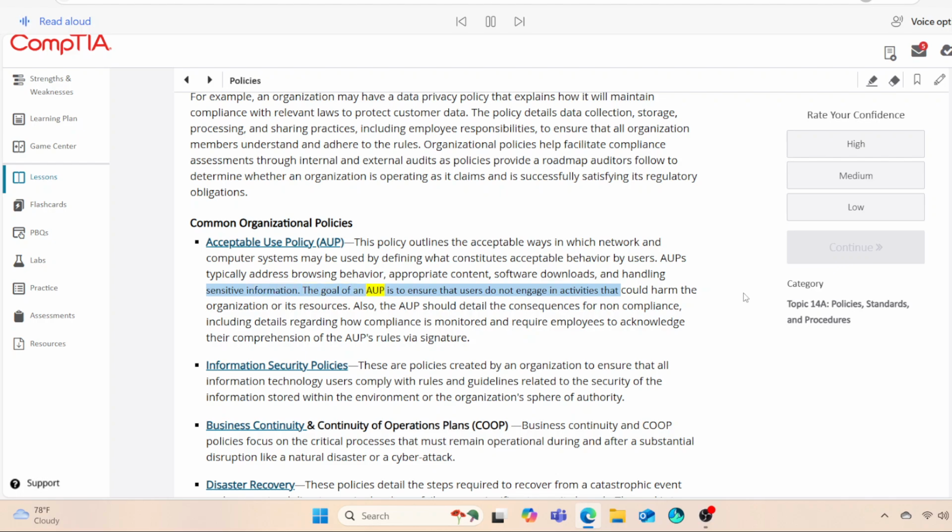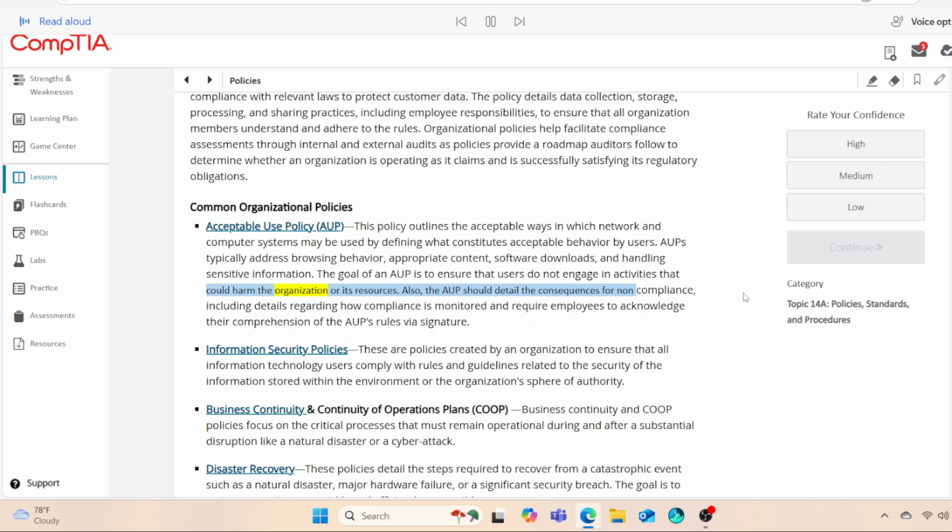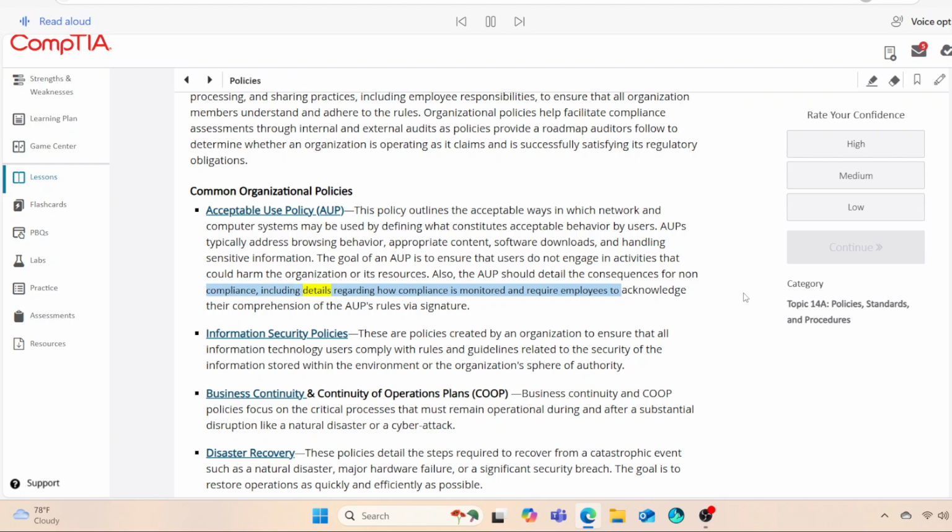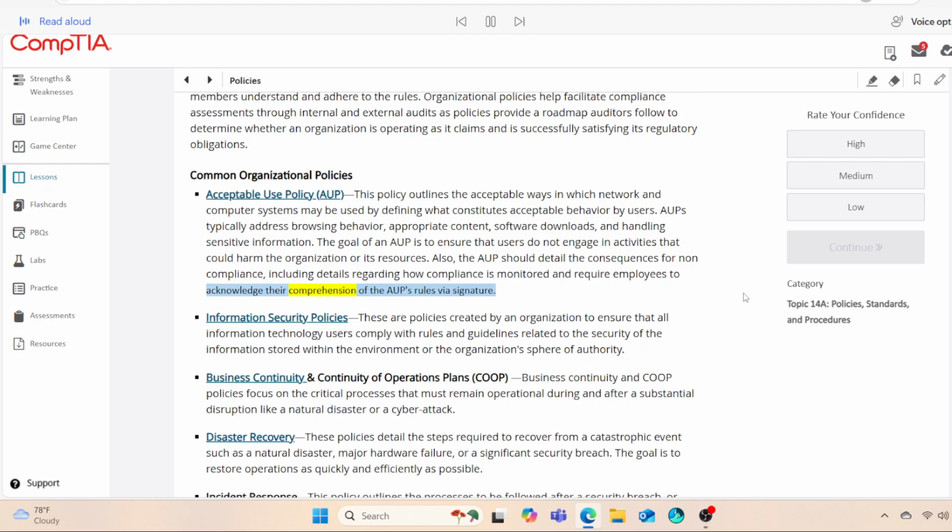The goal of an AUP is to ensure that users do not engage in activities that could harm the organization or its resources. Also, the AUP should detail the consequences for noncompliance, including details regarding how compliance is monitored, and require employees to acknowledge their comprehension of the AUP's rules via signature.